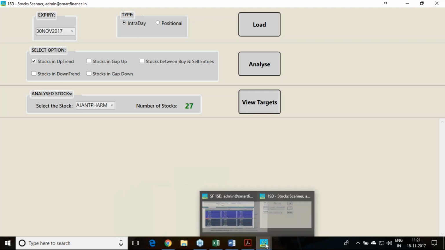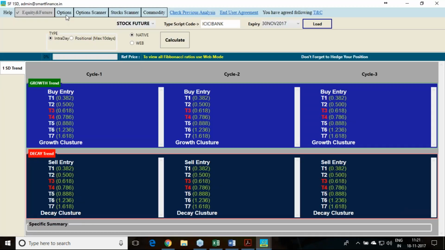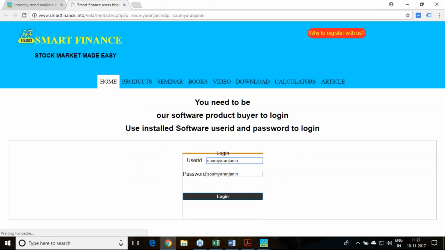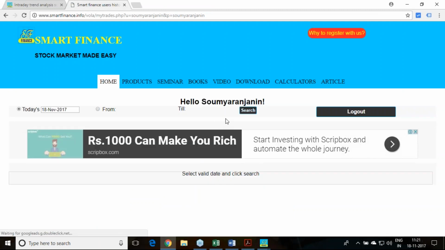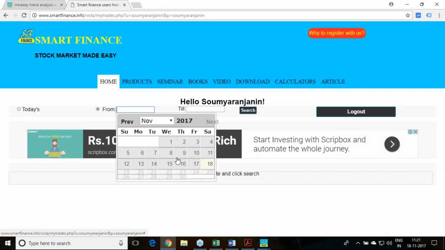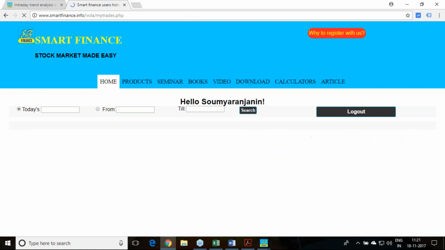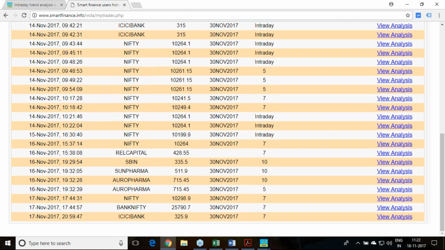It also has an intraday option trading tool, wherein you can trade in options for intraday. It has a commodity trading feature. You can check whatever analysis you have done, those features we have also given here. You can check your previous analysis. Whatever analysis you have done using the software, you can check all those analyses. So all these features are there.